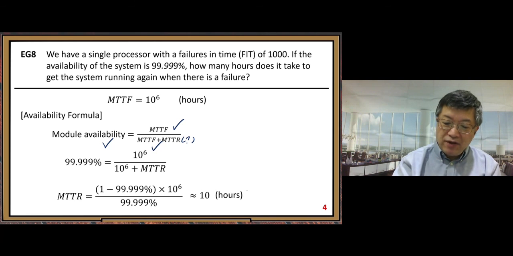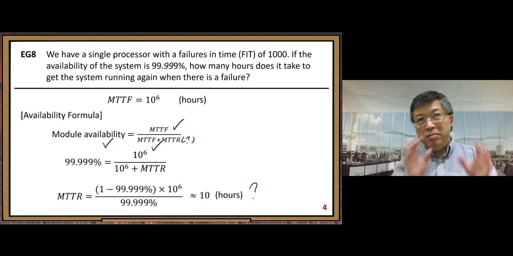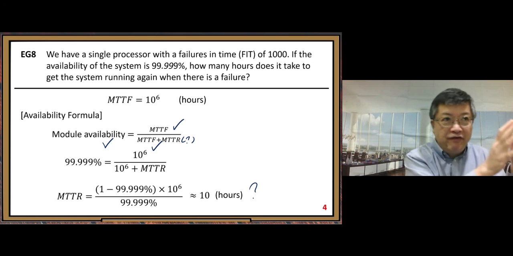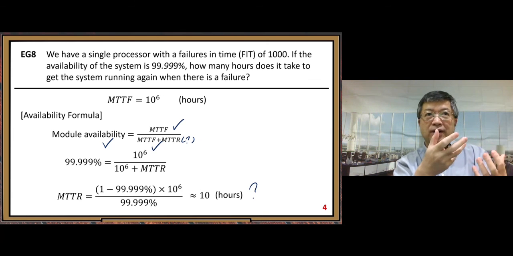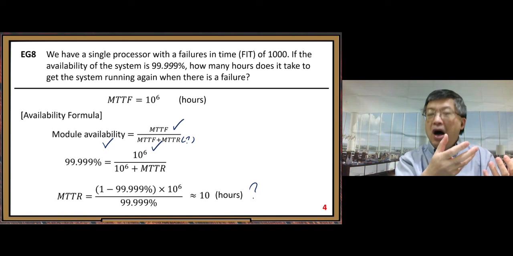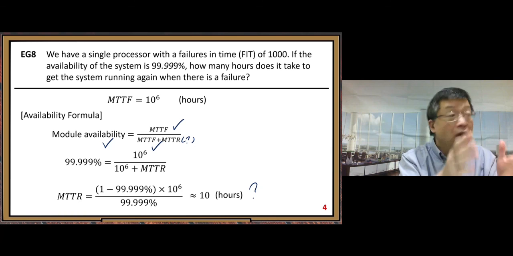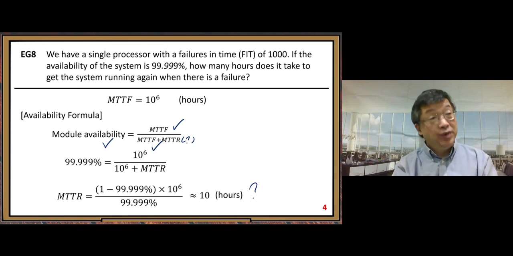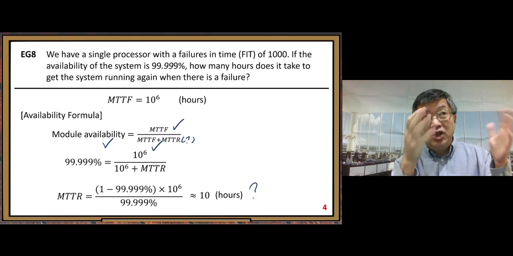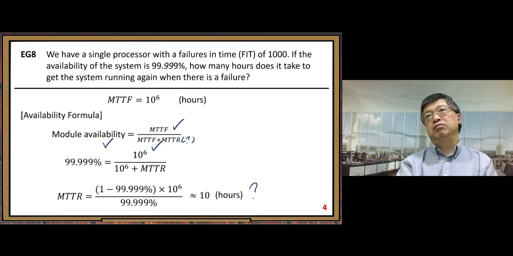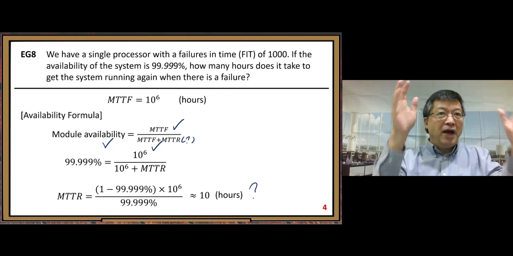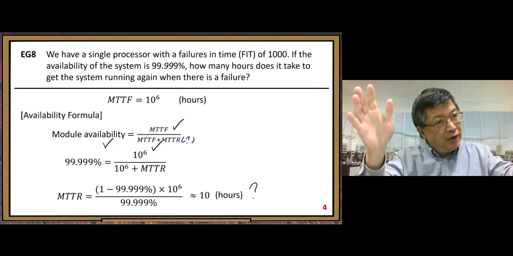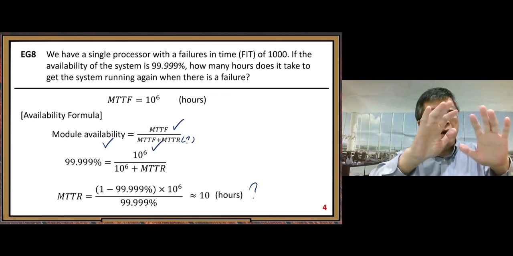Now you can imagine, what's the meaning of this 10 hours? When you get a failure, you need to repair the system. How long do you need to repair it? On average, 10 hours. That's pretty reasonable, right? It matches the real-world situation. All right, so that's the last video, and we finished the whole part A.